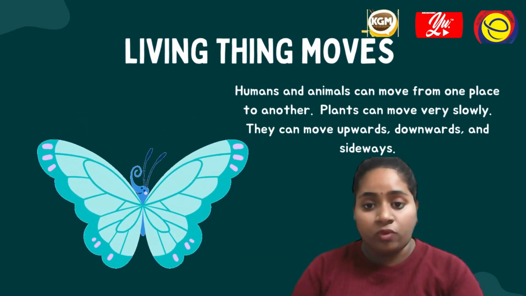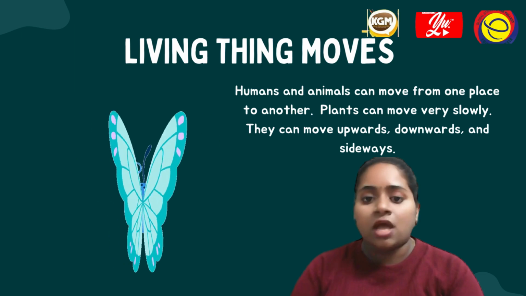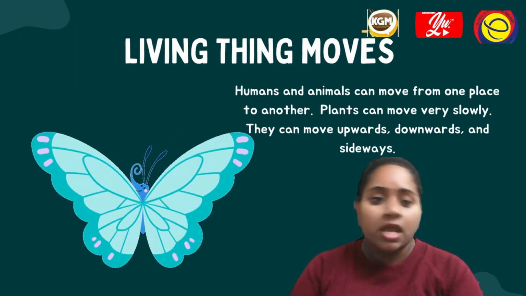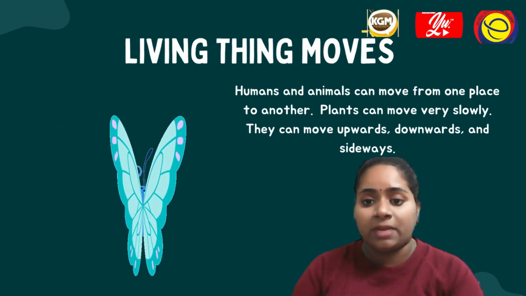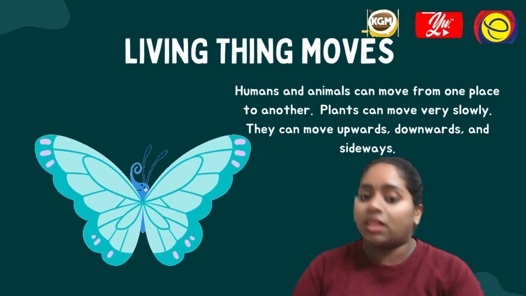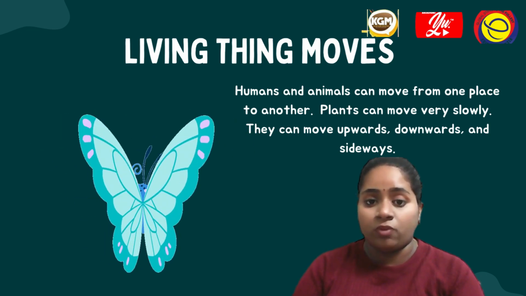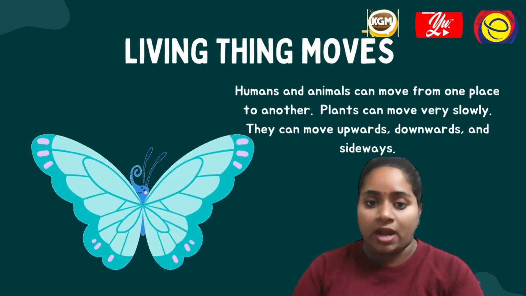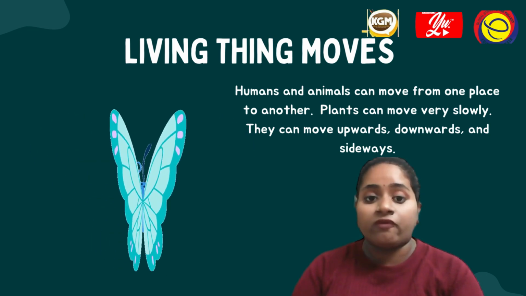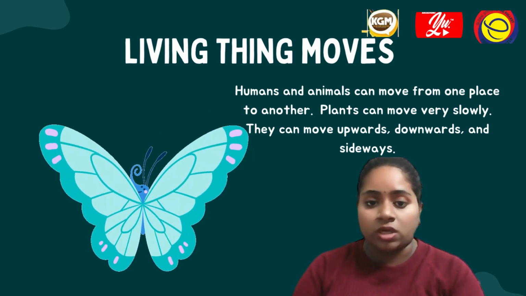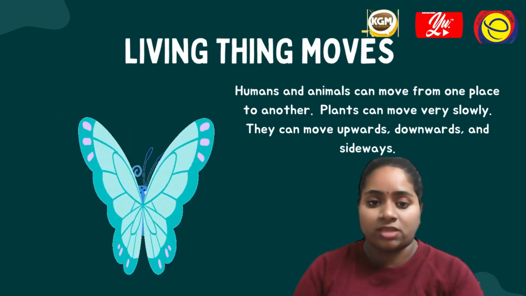Living things can move. You can run, jump, and dance, and so can many animals. Even plants move a little bit as they grow towards the sunlight. Humans and animals can move from one place to another. Plants can move very slowly. They can move upwards, downwards, and also sideways.